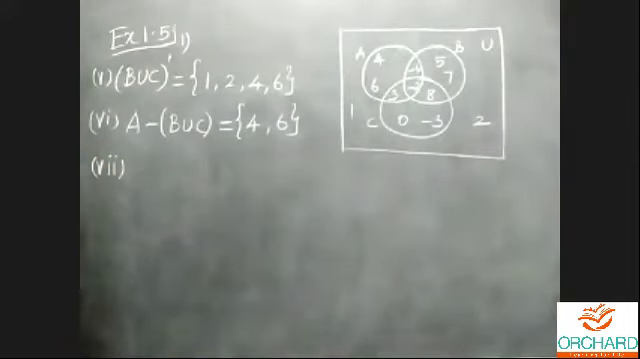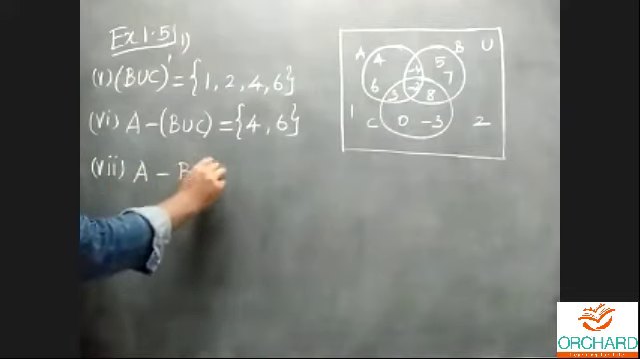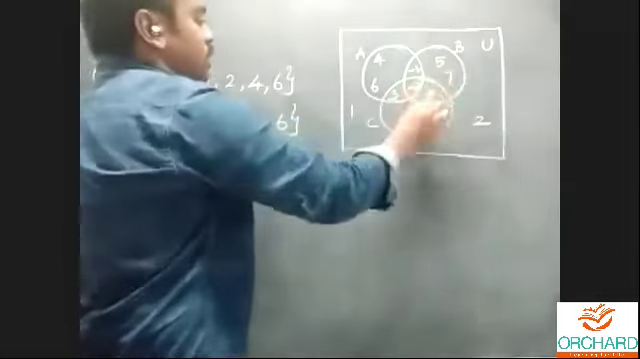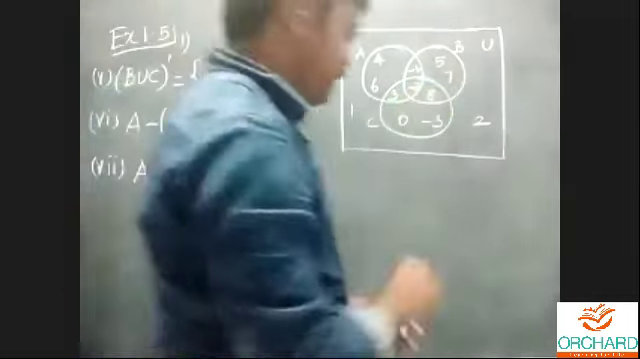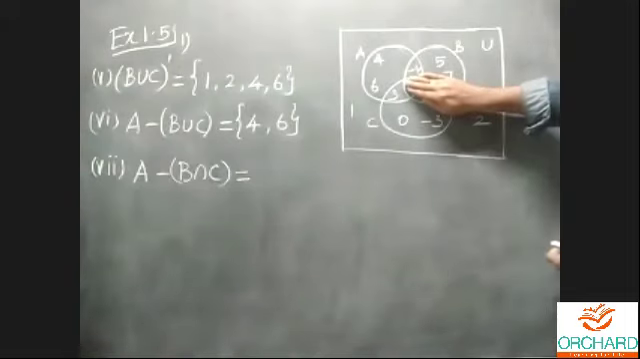Seventh subdivision. A difference B intersection C. What is B intersection C? This is called B intersection C. Okay. Then look at that A circle alone.